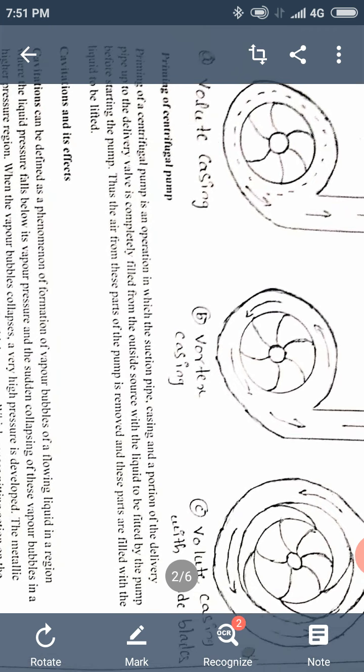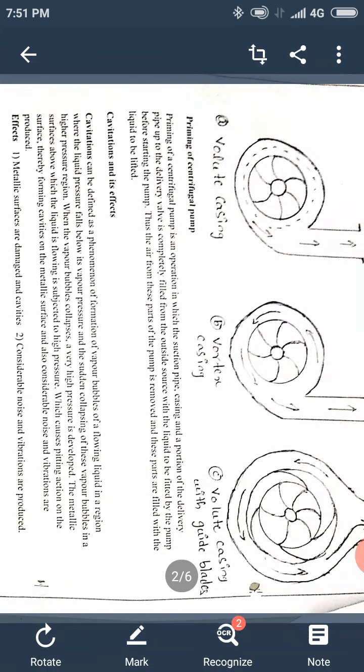Then priming of the centrifugal pump. Priming of the centrifugal pump is the operation in which the suction pipe, casing, and portion of the delivery pipe up to the delivery valve are completely filled from an outside source with the liquid to be lifted by the pump before starting the pump, and thus the air from these three parts of the pump is removed and these parts are filled with the liquid to be lifted. That is called priming.